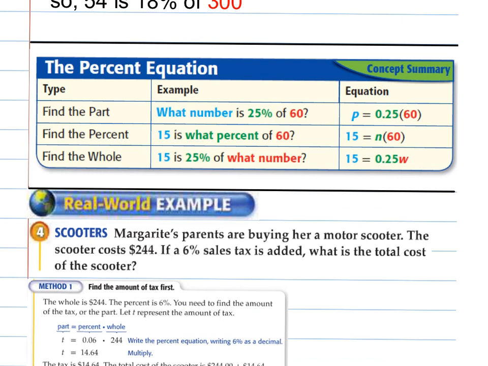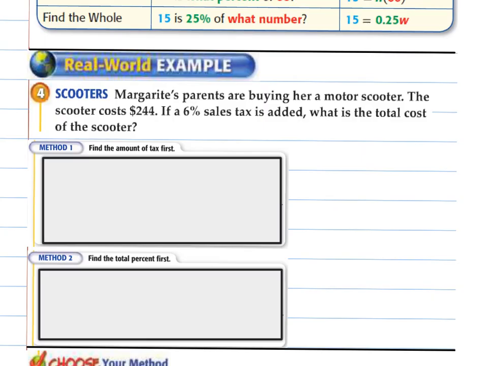Here is a table representing everything that we just went through. The type of percent equation, the type of wordage you'll see, then the equation for it. I want you to write this down. Okay, let's look at some real life examples here.